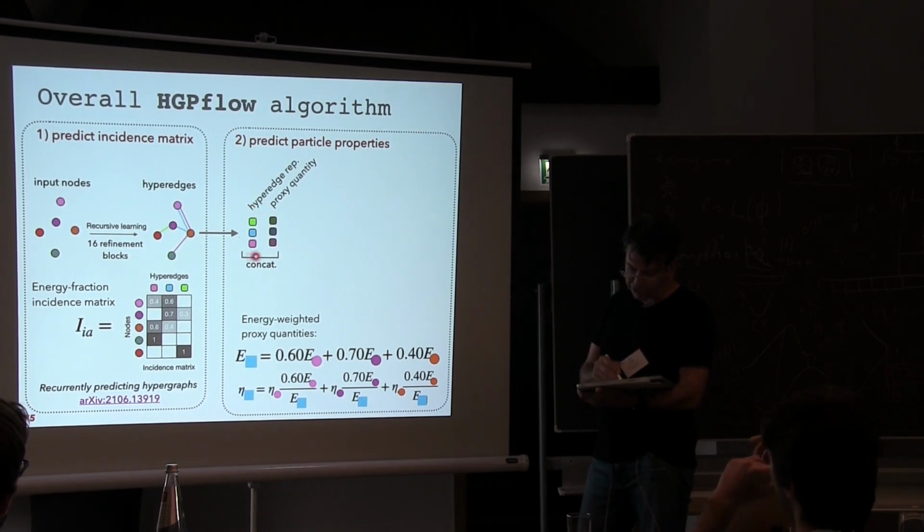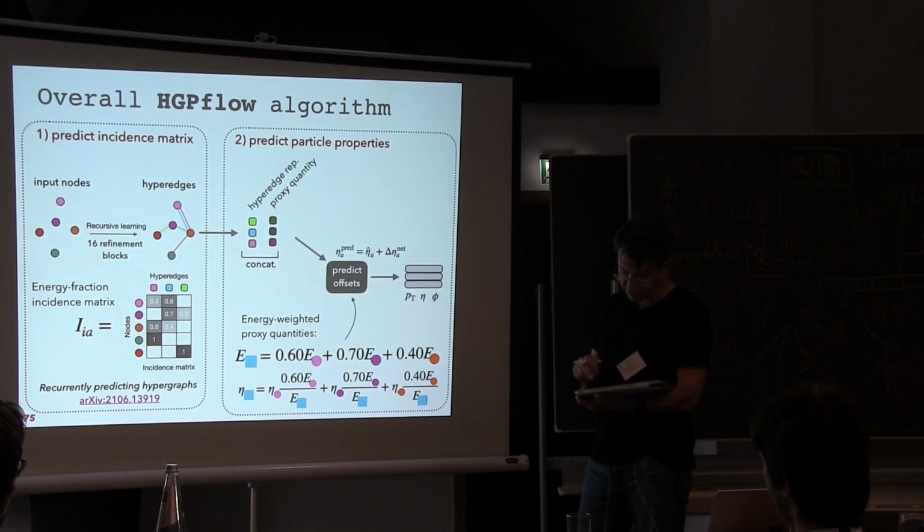We take the hyperedge representation and concatenate it with the proxy, from which we predict the offsets, the delta, from which we calculate the properties pT, eta, and phi.